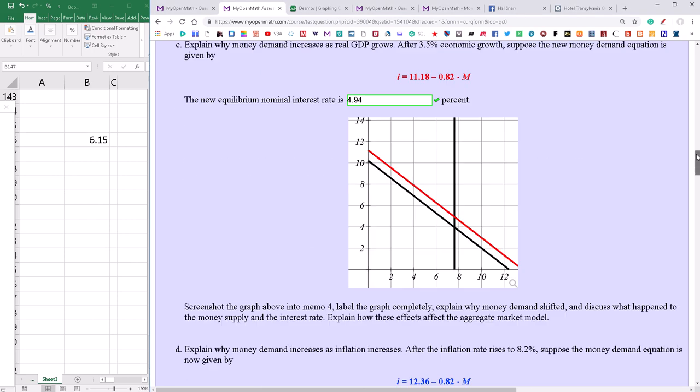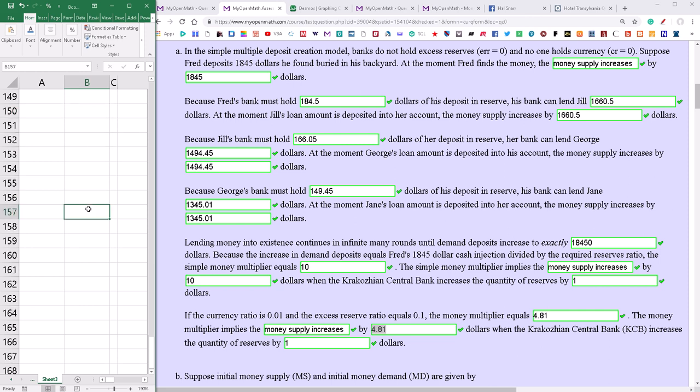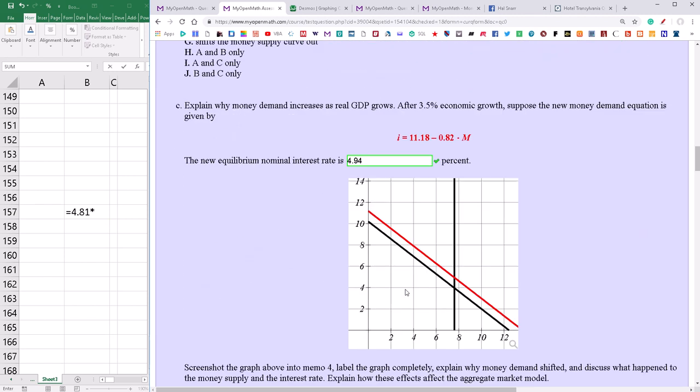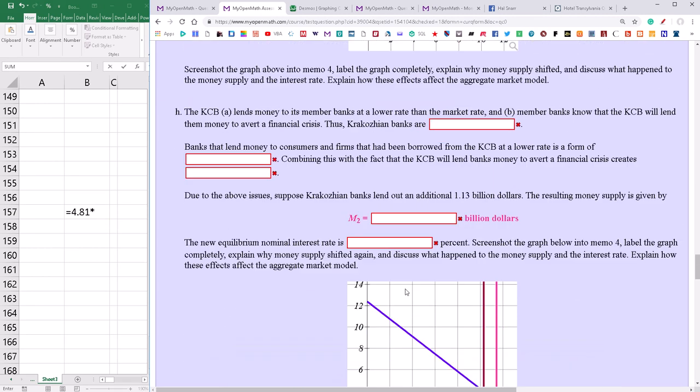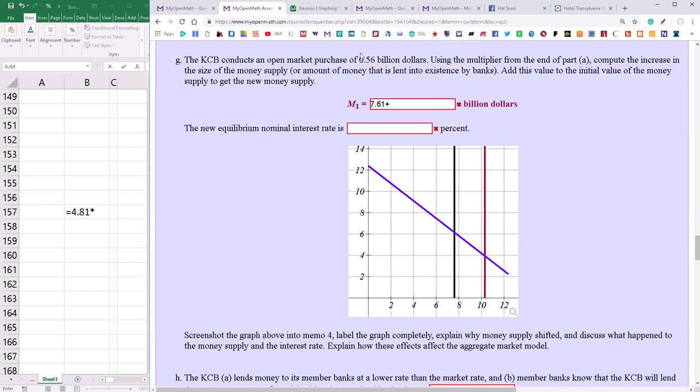Okay, so what's the money multiplier at the end of part A? Here's part A. The multiplier is 4.81. So I'm going to take this over to Excel. That's the multiplier. I'm going to multiply it by the increase in reserves, which is the size of the open market purchase, 0.56. Okay, that's the increase in the money supply. I'm going to add it to the 7.61.